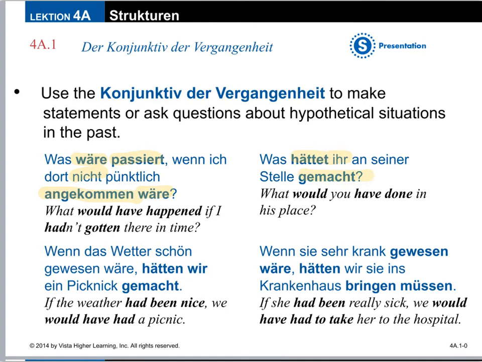Wenn das Wetter schön gewesen wäre, so if the weather would have been schön, hätten wir ein Picknick gemacht. So hätten wir, we would have had a picnic. Wenn sie sehr krank gewesen wäre, so if she would have been, or if she had been sehr krank, very sick. Hätten wir sie ins Krankenhaus bringen müssen, so we would have had to bring or take her to the hospital.